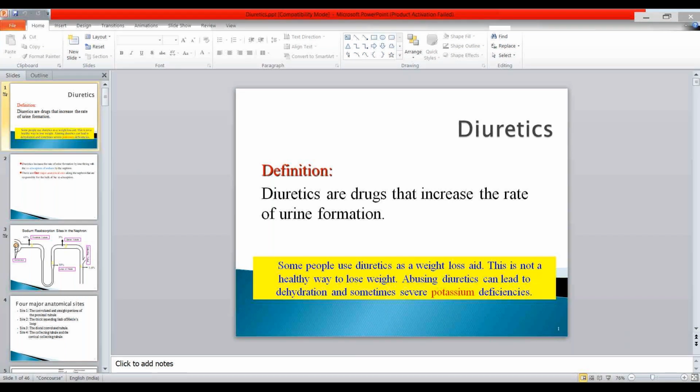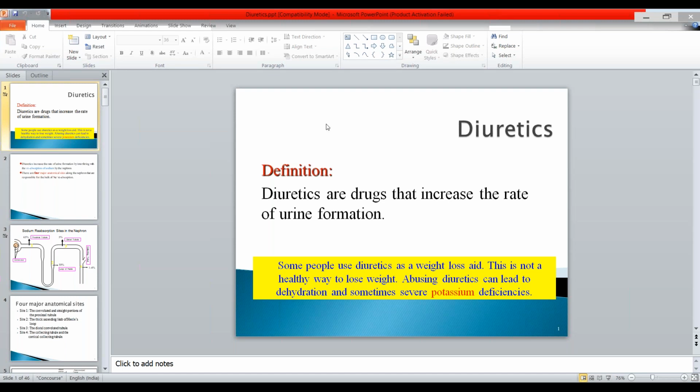Okay, we finished yesterday with, what did we finish yesterday? The SAR, correct? Yes, we have finished yesterday with the SAR of carbonic anhydrase inhibitors.